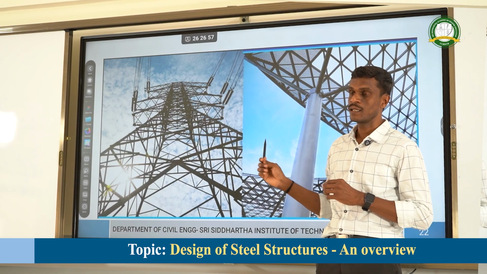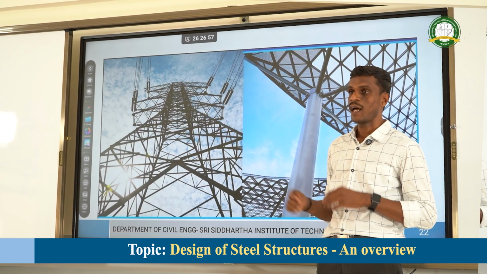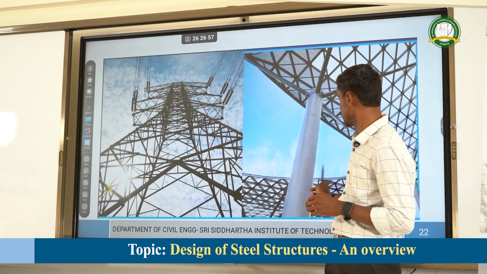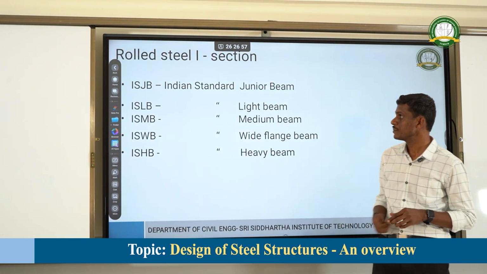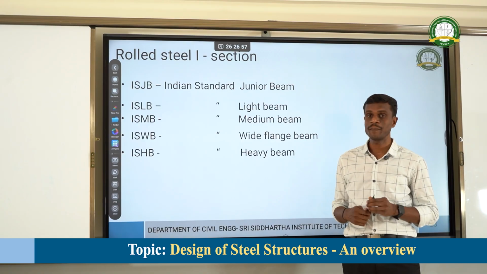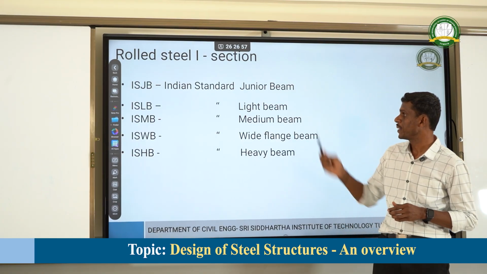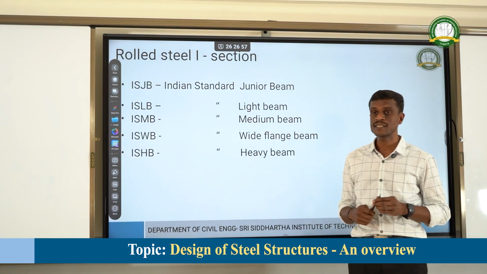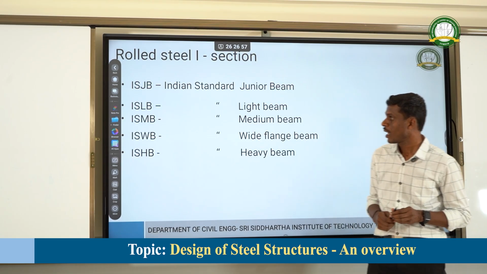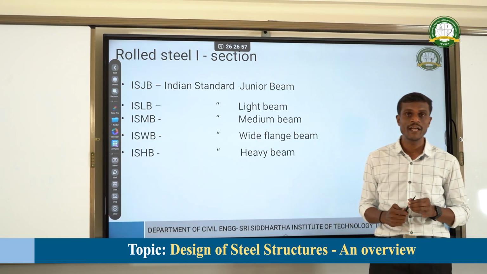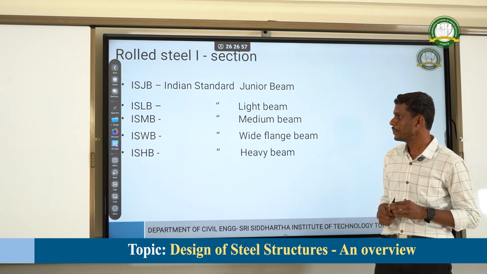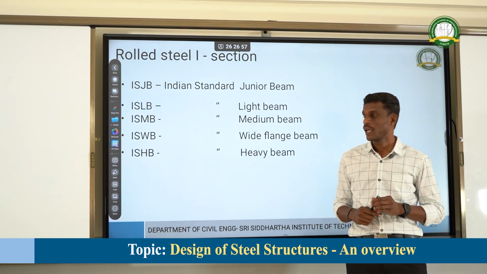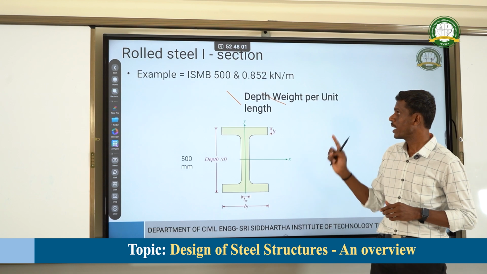Based upon these loads the section will be chosen: I section, channel section or angle section, as required. Coming to the steel I sections, they are classified as ISJB, Indian Standard Junior Beam Section; ISLB, Indian Standard Light Beam Section; ISMB, Indian Standard Medium Beam Section; ISWB, Indian Standard Wide Flange Beam; and ISHB, Indian Standard Heavy Beam Sections. These are I sections.